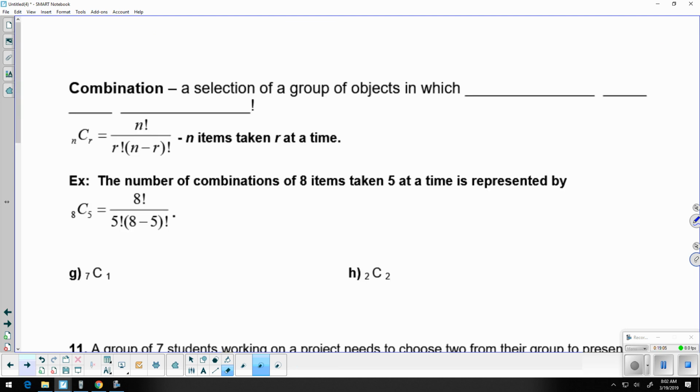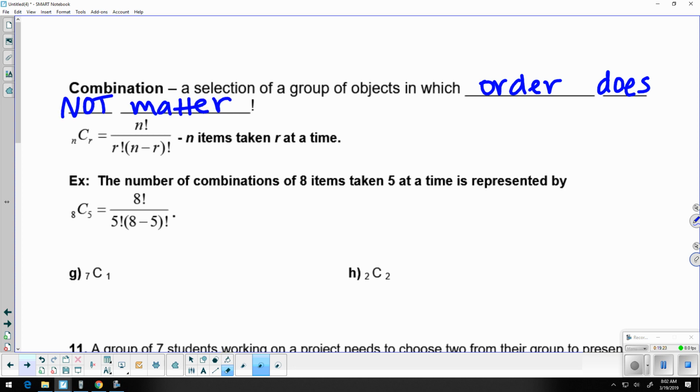All right, on to combinations now. So that's a permutation where the order does matter. But if you have a combination, the way that you select these objects, the order does not matter. So that's what goes in these blanks. Order does not matter in which you choose them.